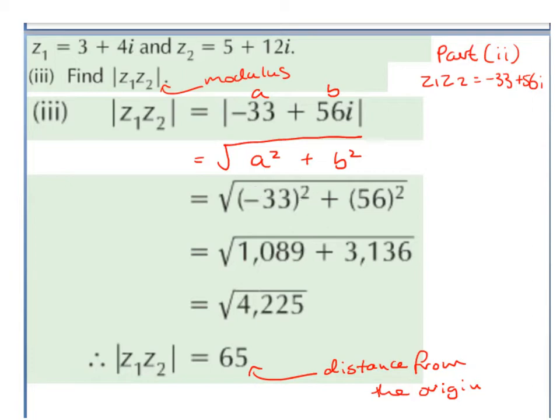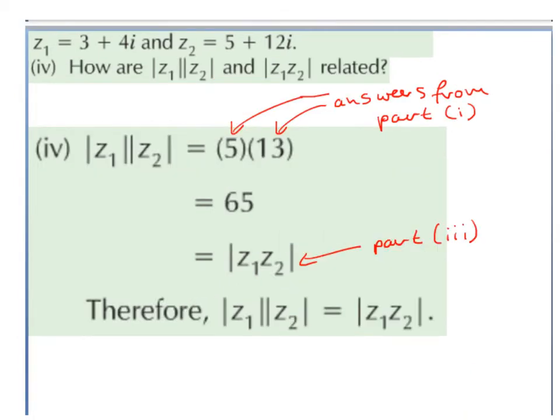Minus 33 squared is minus 33 multiplied by minus 33, which is positive 1089. And 56 squared is 3136. So adding these together, we get 4225, and getting the square root of this, we get 65. So the modulus of Z1 multiplied by Z2 is 65. So this is 65 units from the origin. That's the distance from the origin.